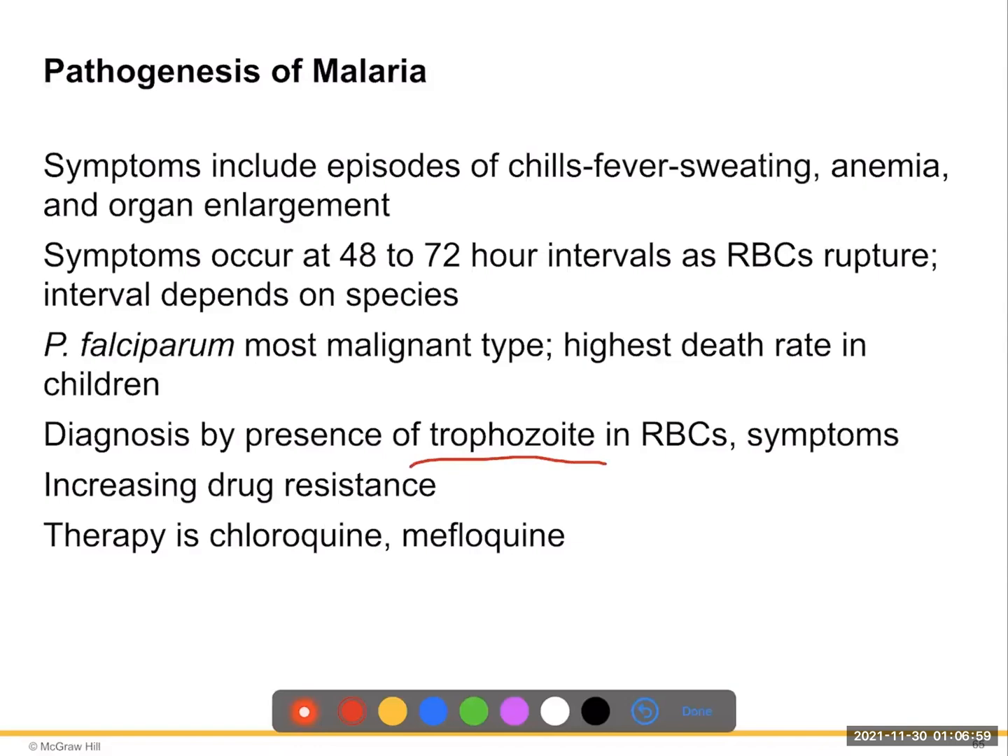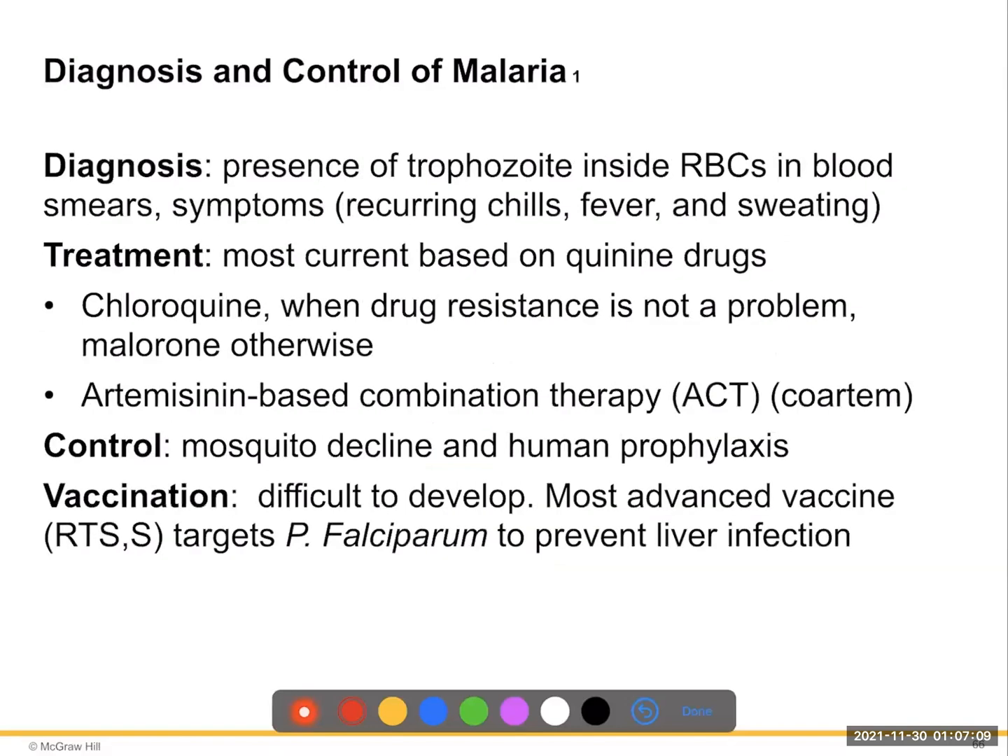There is increasing drug resistance for malaria. The therapy is chloroquine or mefloquine. Diagnosis is the presence of trophozoites inside the red blood cells. Those are the ring structures you see inside there when you do a red blood cell smear. Symptoms are recurring chills, fever, and sweating. Treatment is based on the quinine drugs. Chloroquine, when drug resistance is not a problem, we use that. Otherwise, we use Malarone. Artemisinin-based combination therapy, ACT, is also used for treatment.